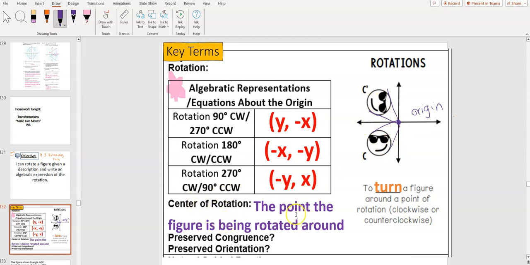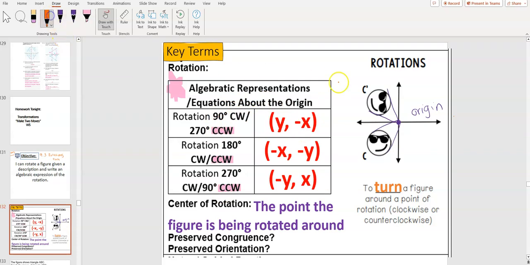Your center of rotation, like I said, is the point where the figure is being rotated. It's going to be our origin for now. And so you're going to write down these. We're not going to talk too much about these points yet until we do an example, but I do want you to know that counterclockwise is usually the more dominant description when rotating something. So if it just says rotate at 90 degrees, it's talking 90 degrees counterclockwise. If it says rotate at 90 degrees clockwise, then it's talking about clockwise.